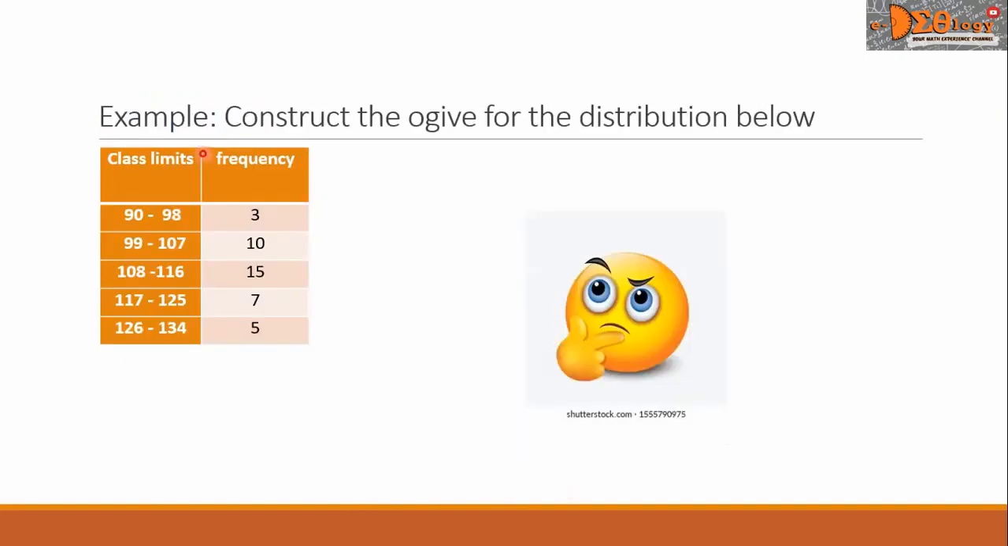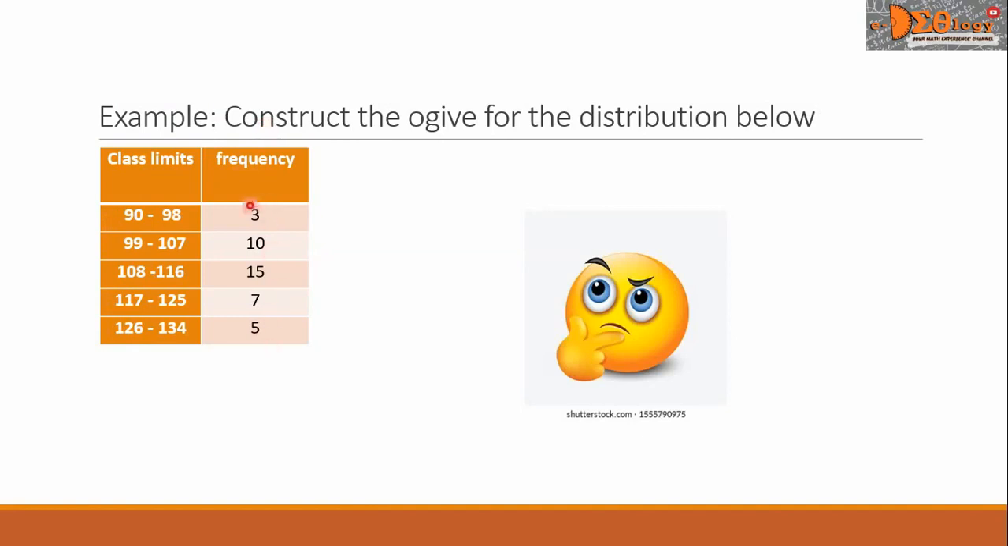Let us see this example. Construct the ogive for the distribution below. Here we have two columns. The first column is for the class limits. We have 1, 2, 3, 4, 5 classes in here. The next column is for the frequency.